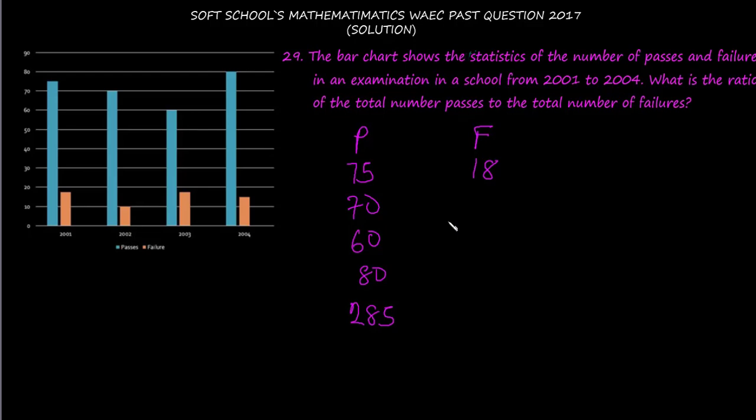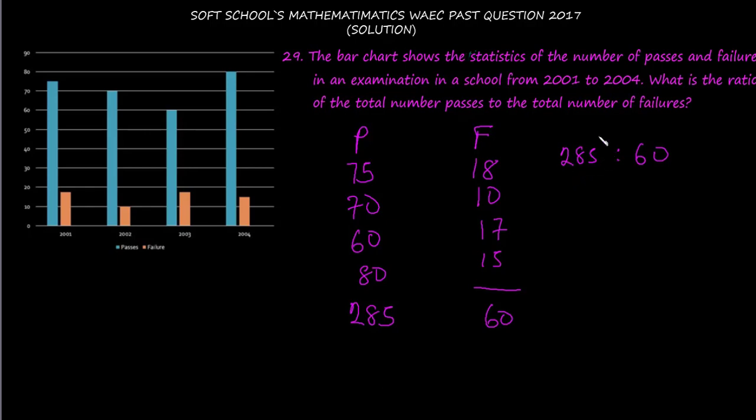So here, the first one is 18. The second one is 10. The next one is what? 17. And the last one is what? 15. So I'm very sorry it's not that clear, the representation on the bar chart, but this is the reading on the graph. Now, so 18 plus 10, that is 28. 28 plus 17, that is 45. 45 plus 15 is what? 60. So if you want to find the ratio of this, it is 285 ratio 60.